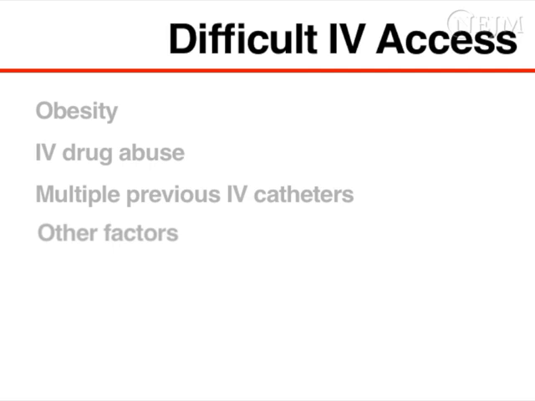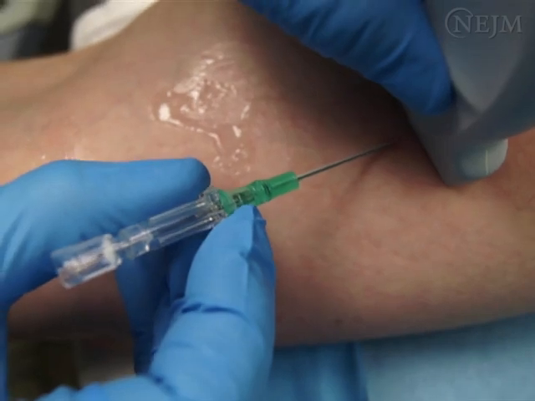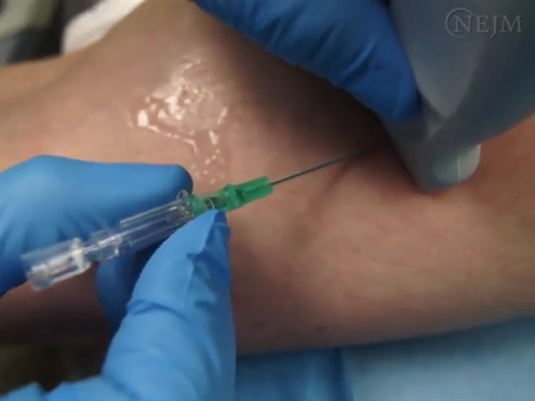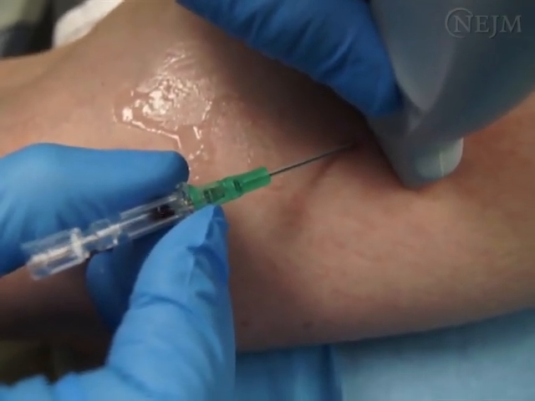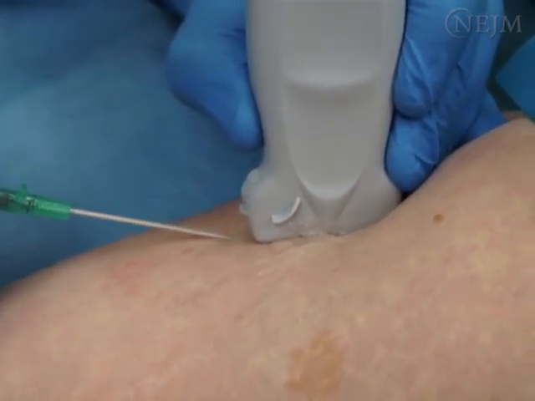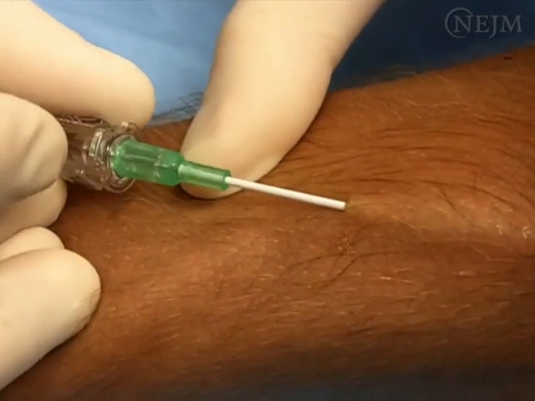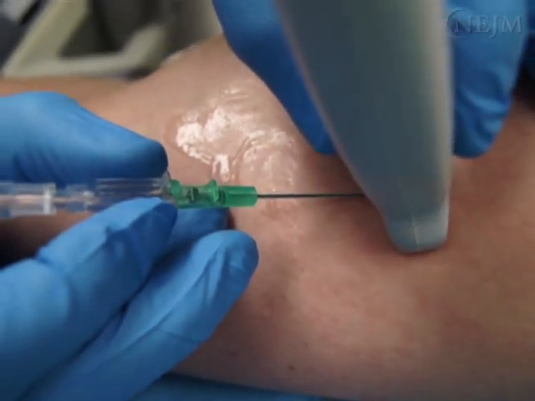IV access may be difficult because of obesity, IV drug abuse, the placement of multiple previous IV catheters, and other factors. In these situations, ultrasonography can facilitate IV catheter placement by allowing visualization of veins that are not apparent on physical examination. It is reasonable to use ultrasound guidance after 2 failed attempts at standard IV catheter placement, and it may be best to use ultrasound guidance immediately if there has been a history of difficulties with IV access in the patient. We will review the proper technique for standard IV catheter placement and then demonstrate ultrasound guidance.